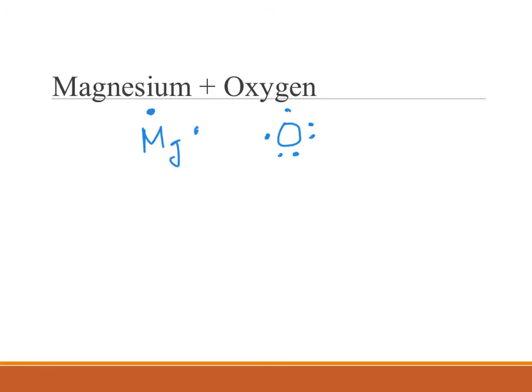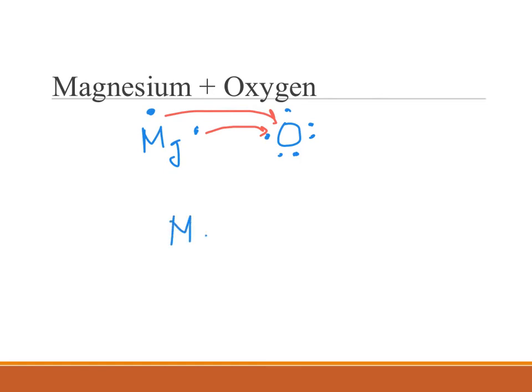How about magnesium plus oxygen? Magnesium has 2 valence electrons, and so they both are going to be given away in forming an ionic compound. And thankfully, oxygen has 2 spaces where we could add another electron to make those 8 electrons around oxygen. And so there's going to be a simple movement of the 2 electrons off magnesium onto oxygen.